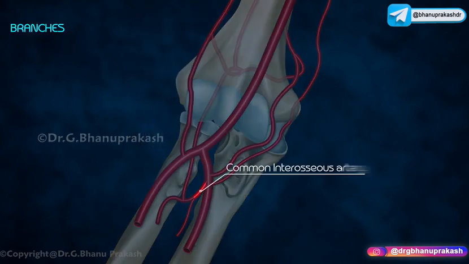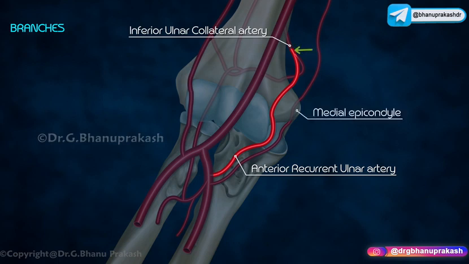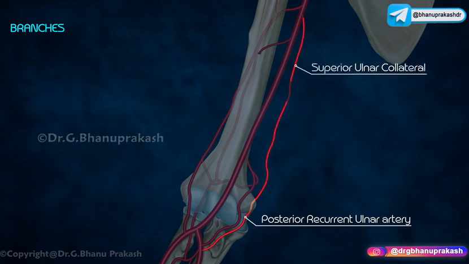Branches. Common interosseous artery. It divides into anterior and posterior branches. Anterior recurrent ulnar artery. It anastomoses with the inferior ulnar collateral artery in front of the medial epicondyle. Posterior recurrent ulnar artery. It anastomoses with the superior ulnar collateral arteries behind the medial epicondyle.